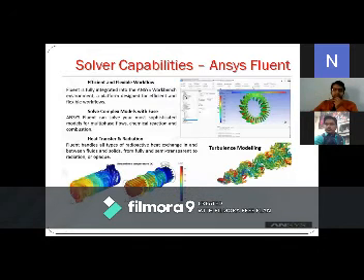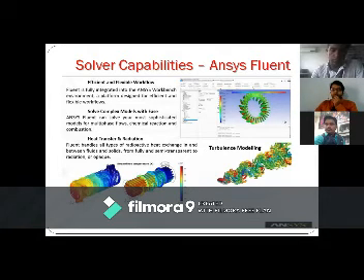Next, solver capability, ANSYS Fluent. What is the solver capability? Which types of solver capability are available inside the Fluent software? So we have discussed the efficient and flexible workflow. Fluent is fully integrated into the ANSYS Workbench environment, a platform designed for efficient and flexible workflow.